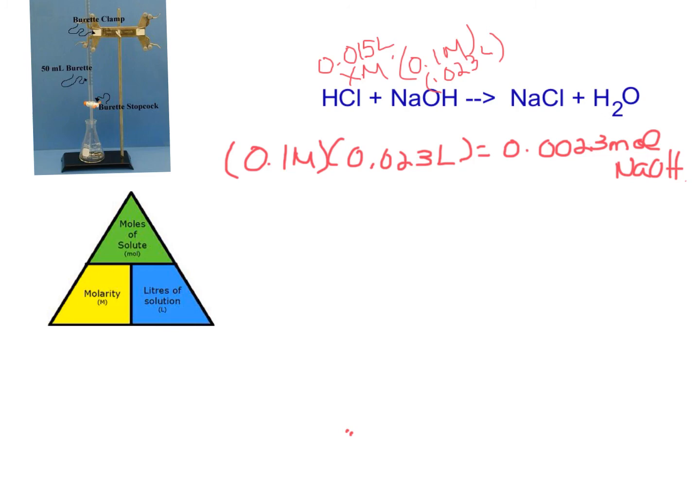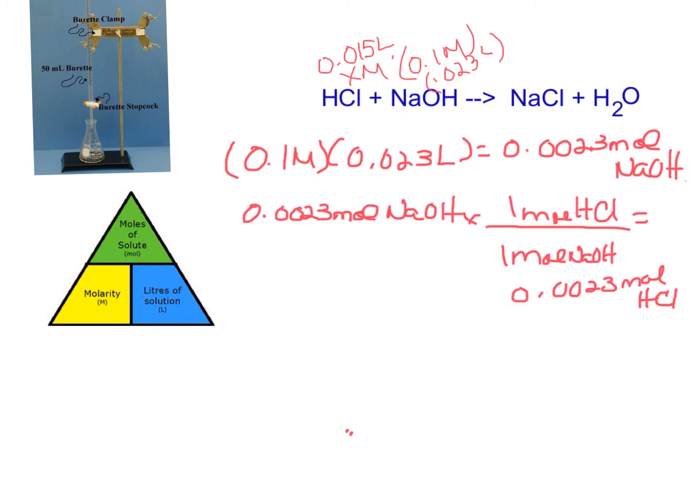Now the next step in stoichiometry after you've converted to moles is to do a mole-to-mole ratio. And in my balanced equation here, it's actually a 1-to-1 ratio. So if I have 0.0023 moles of sodium hydroxide, it'll require that same amount, since it's a 1-to-1 ratio, of hydrochloric acid to reach the end point.